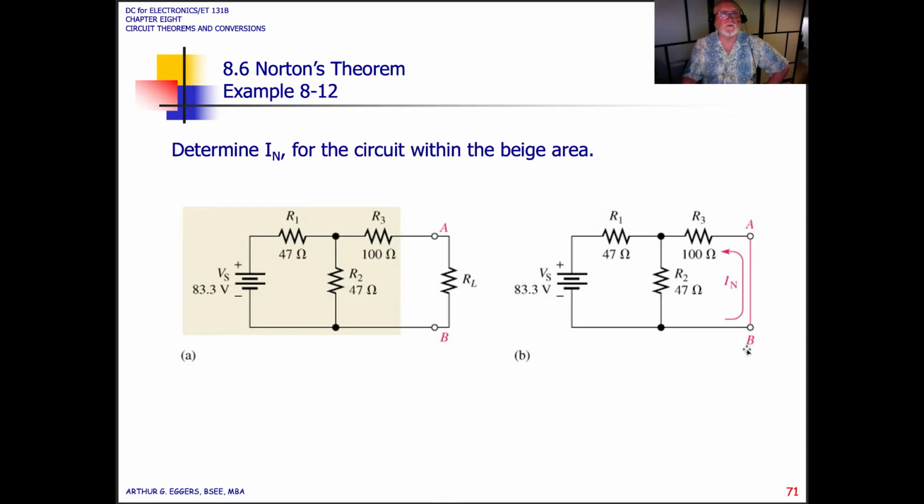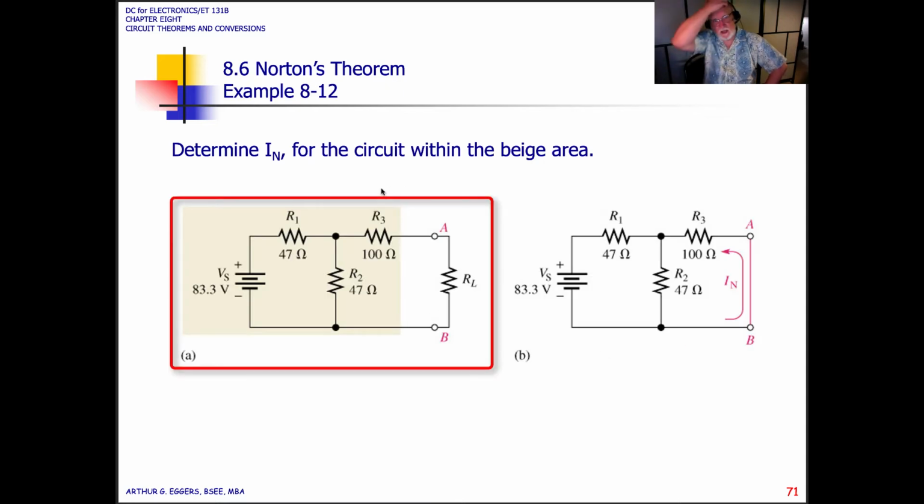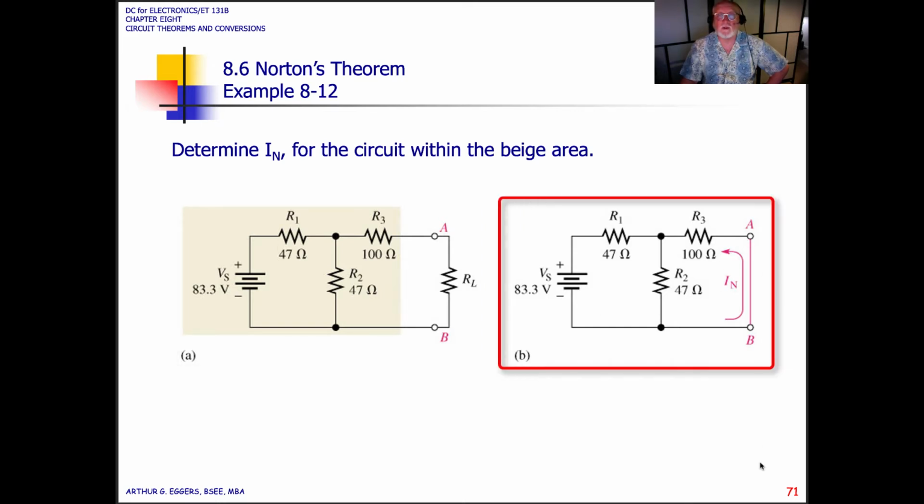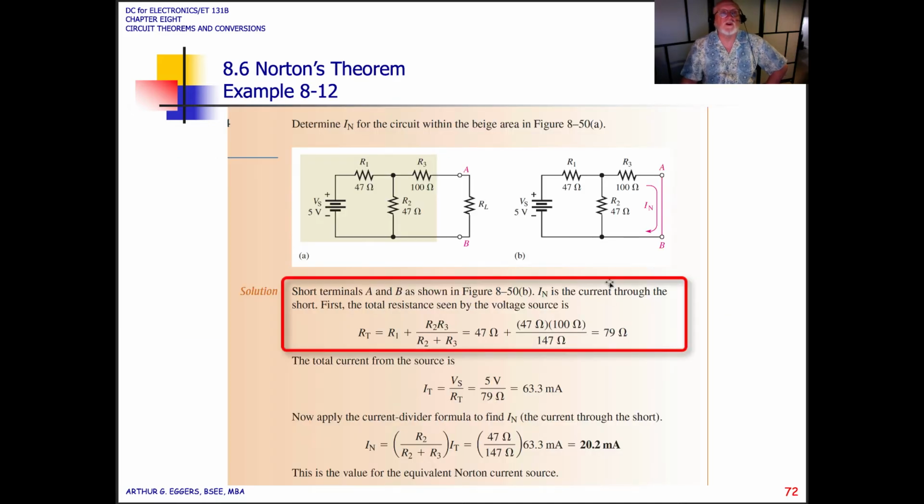and then do our analysis pretty much like we did before. So in this case, if we want to determine I Norton for this circuit, for the area within the beige part, again, the first thing we're going to do is remove the load and short the circuit out across the output. So in doing the analysis, we short the terminals between A and B. The Norton equivalent circuit current through the short is where the Norton's current flows.